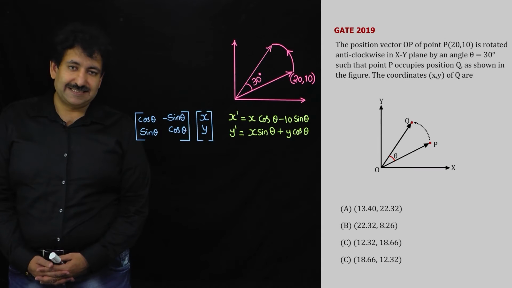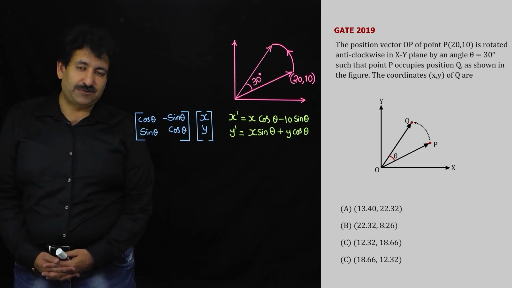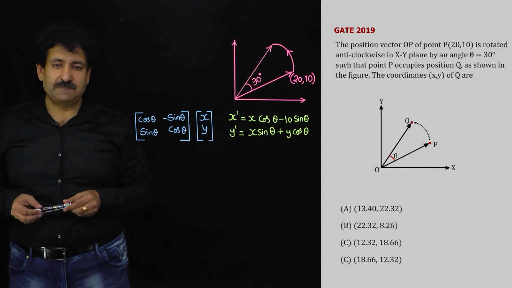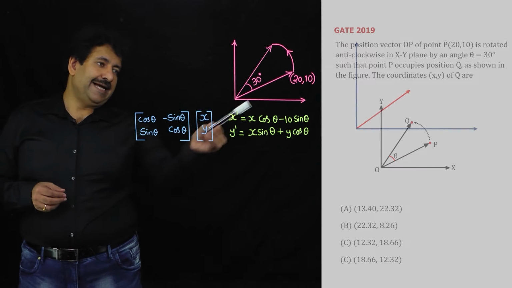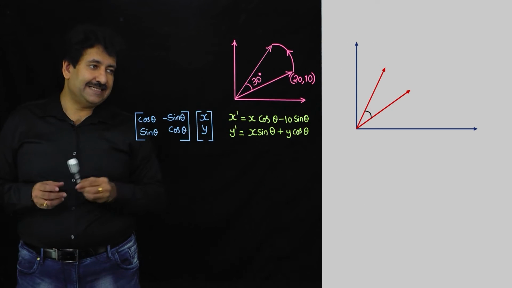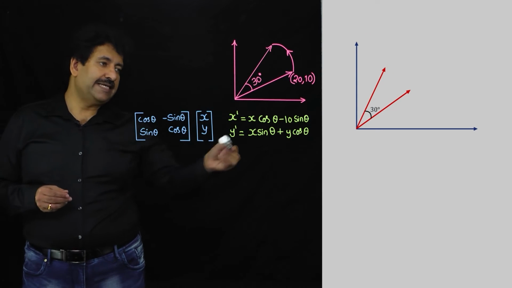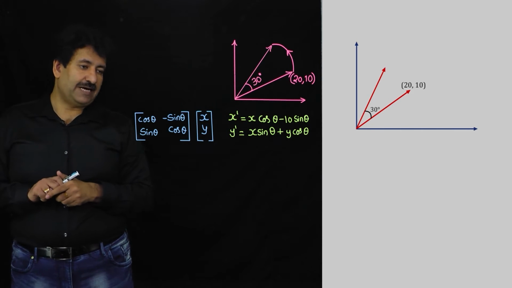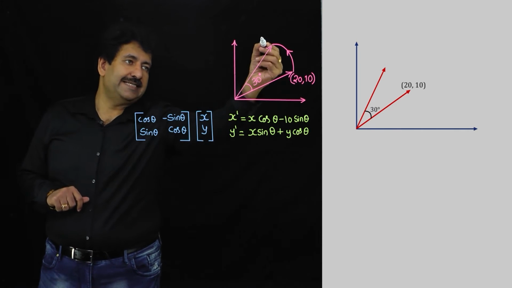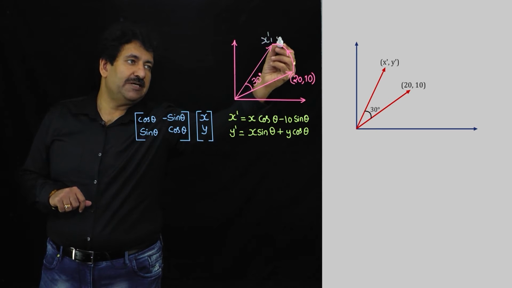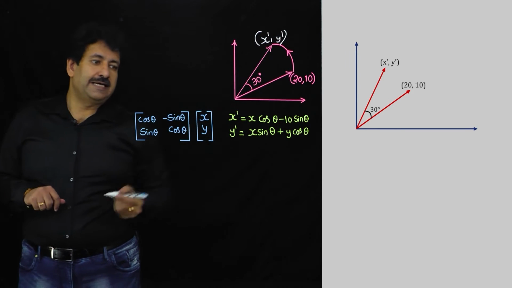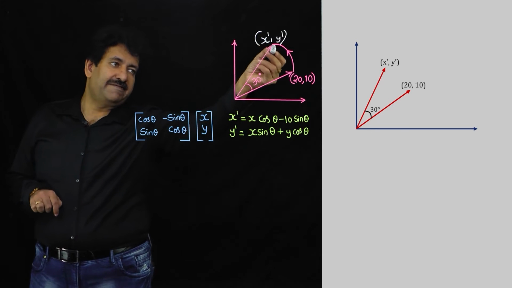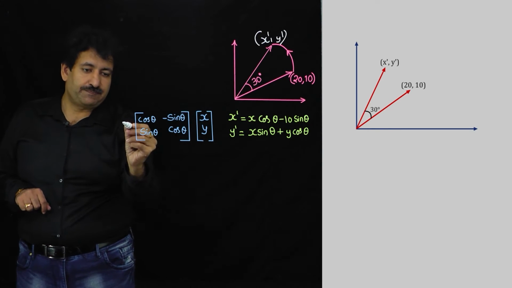Now let's try and discuss a situation from GATE 2019 pertaining to this orthogonal transformation. Here a line is rotated by an angle 30 degrees. The initial coordinates of the line are 20, 10, and we need to figure out what are the new coordinates, that is x dash, y dash. I have put the prime to ensure that they are different coordinates, obviously.